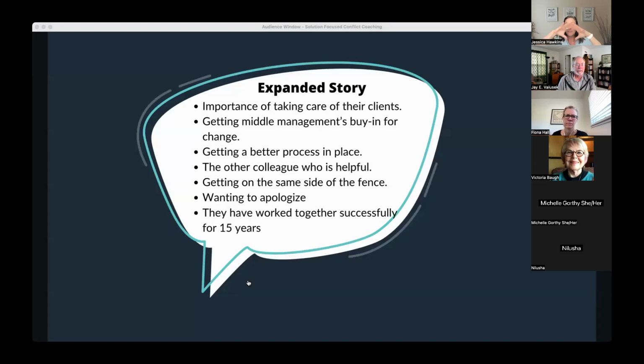But with the expanded story, now we have all these new possible entry points. We have all this new data: that his clients and his patients are really important to him, to both of them, that he really wants to get middle management's buy-in to change the process around how they get their equipment ready for the operating room. That his other colleague is really helpful with both of them, that he kept saying, "I just want us to get onto the same side of the fence." That was not part of his initial conflict story. That he wants to apologize to her, and that they've already worked together successfully for over 15 years.